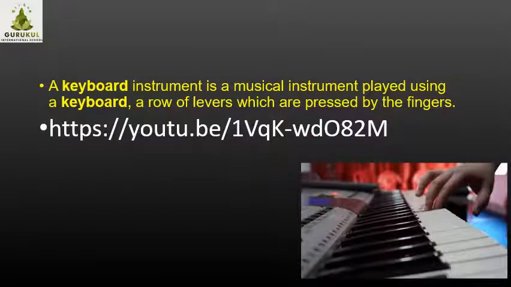Okay, see, a keyboard is a musical instrument played using a keyboard or rows of levers which are pressed by the fingers. Okay, some of them are played with both hands, some with a single hand. The harmonium is normally played with a single hand. Okay, because the other hand will be engaged in pressing the bellows.